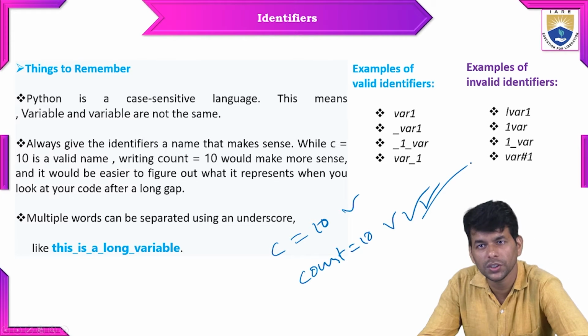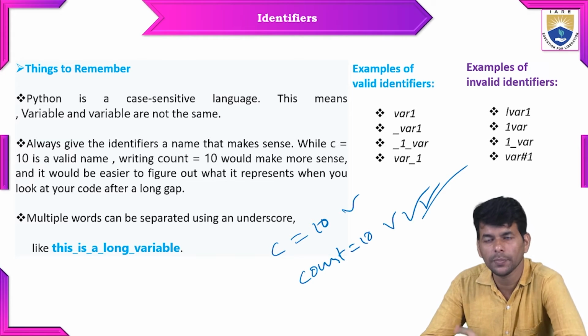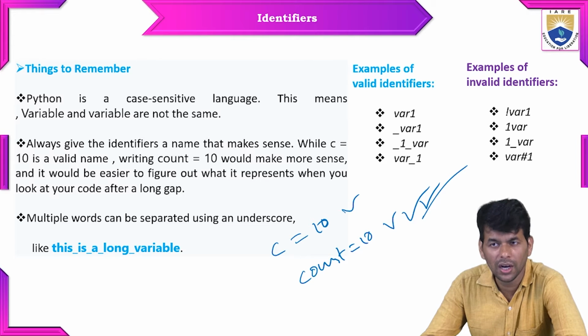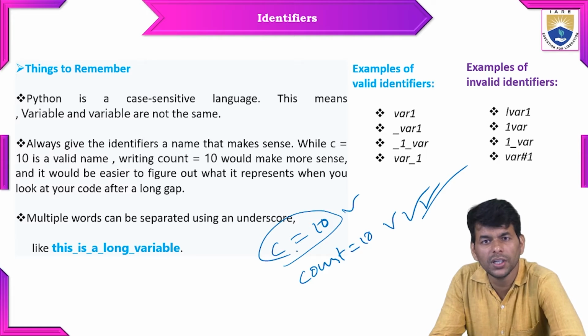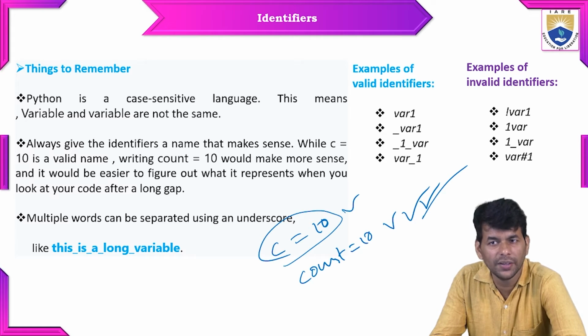Why does it give more sense? Let us assume one program: a program for counting prime numbers, a program for counting odd numbers, a program for counting the number of data items. Then what should I use here? If I use c equal to 10, everyone knows that c is a variable, an identifier storing the value 10. But they don't know that we are writing a program for counting purposes.